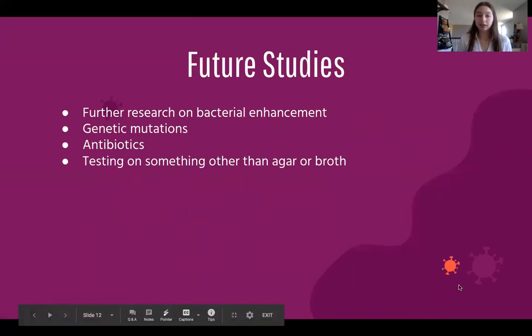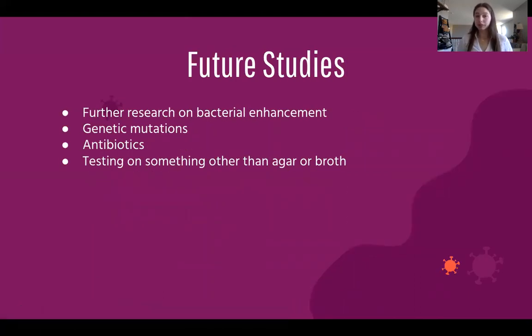For future studies, we could base it off the study I did with bacterial enhancement. It's always good to do further studies with different bacteria, and that's what I would do if I did another study like this. I would try to do different bacteria.